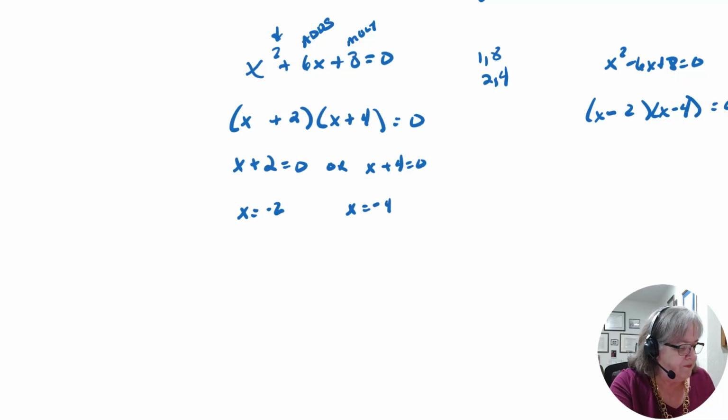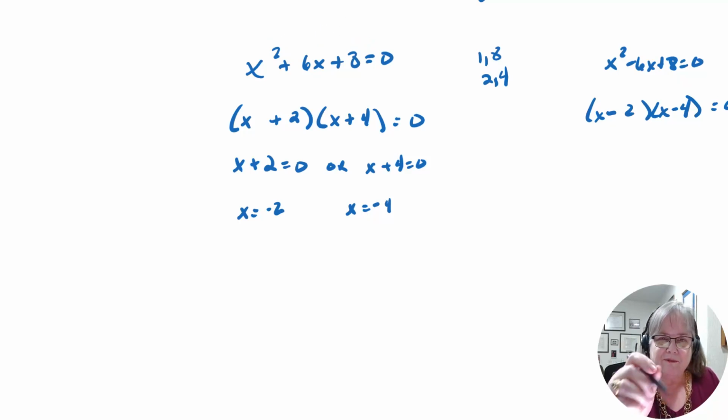All right. And you could check those, right? Let's just look at the negative 2, and let's just try it in our kind of jotting it down above. Negative 2 squared is 4. Okay, negative 2 times 6 is negative 12 plus 8. Yeah, that's 0. Okay, and you can check each one as you go.